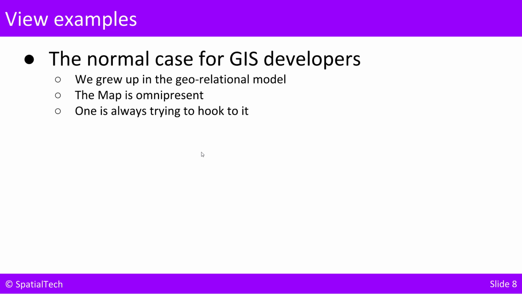The map is the one thing we're always trying to hook into. So when you're developing on the web or developing on the mobile device, you usually have to talk to the map, right? Or the map view to slide in some graphics or graphics overlay or turn on and off a layer, right? Or get to a layer in the map to get some information.